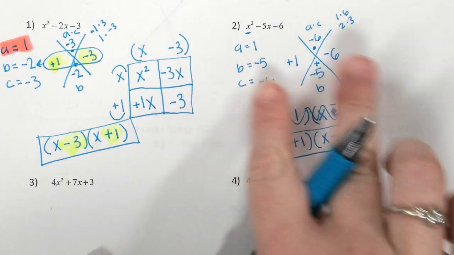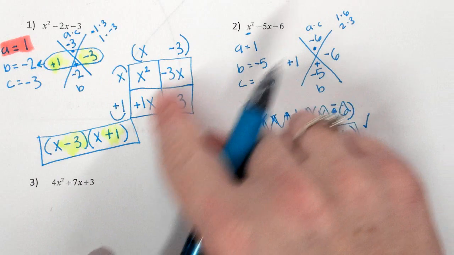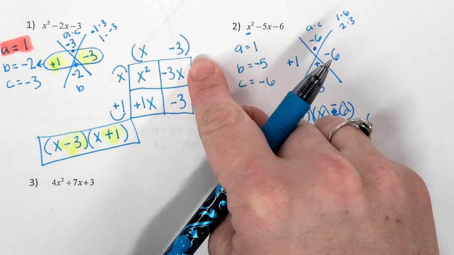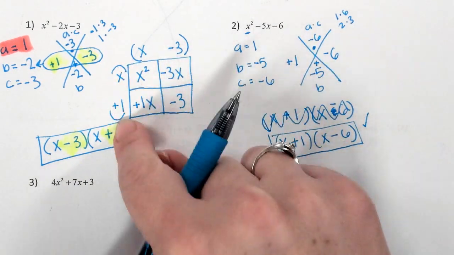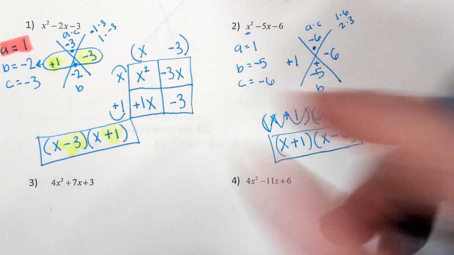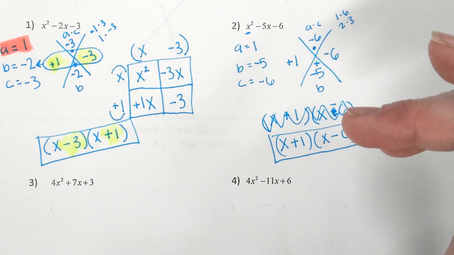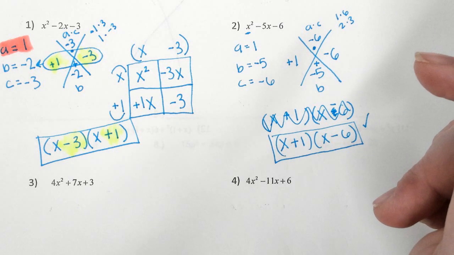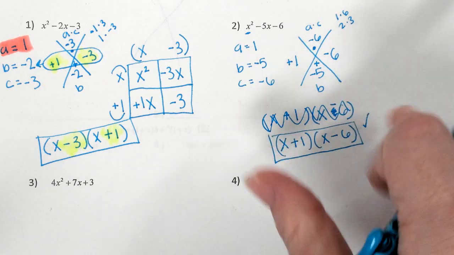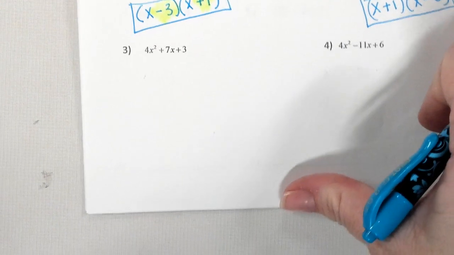If you flip-flop those, or if you wrote negative 3x here and positive 1x here, the only difference is you'll have x minus 3 here and x plus 1, which order doesn't matter, so that's fine. So don't stress if you're checking your work later today and you see a flip-flop from yours, because it's the same thing. Okay, so let's look at number 3.